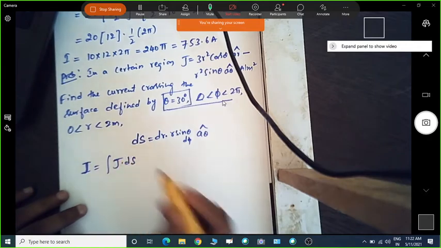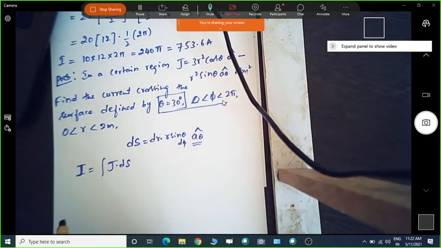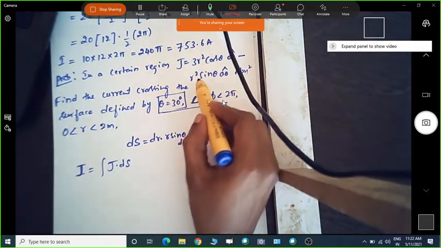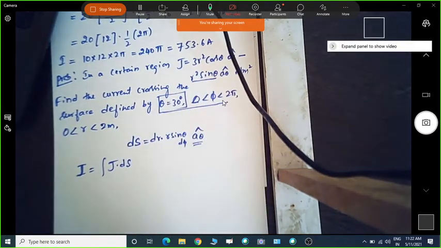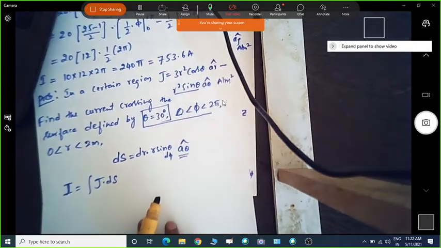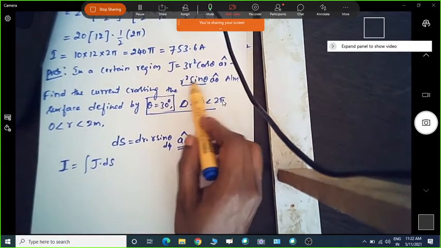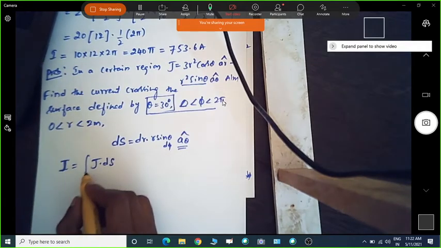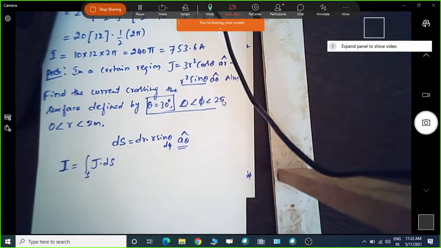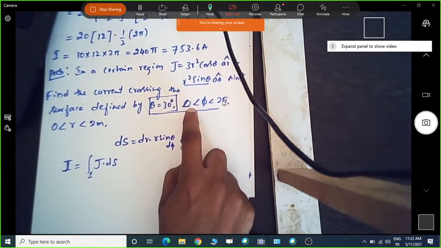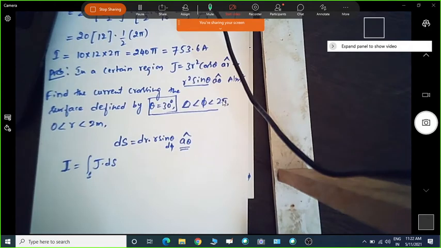J dot ds. Since here it is in the theta direction, you have to take only the component of the theta direction. You should not take the component of r. Only the component of theta direction you need to take and find the current. Try to find it and tell me the answer. Substitute J, which is minus r square sin theta, into ds, which is again dr into r sin theta d phi. R variation is from 0 to 2 meter and phi variation is from 0 to 2 pi. Substitute and tell me what is the answer.